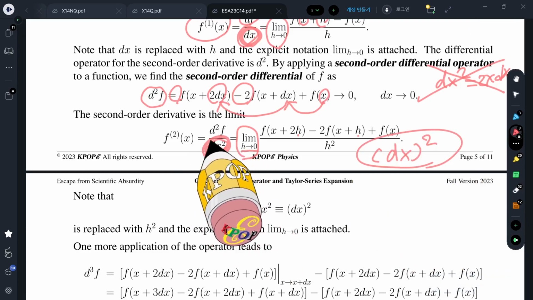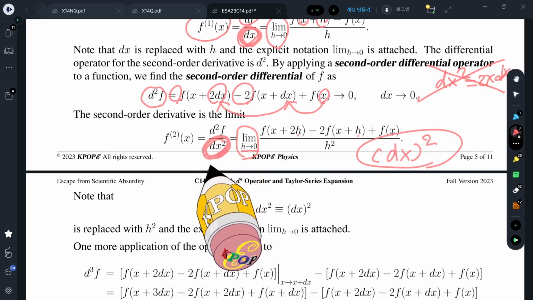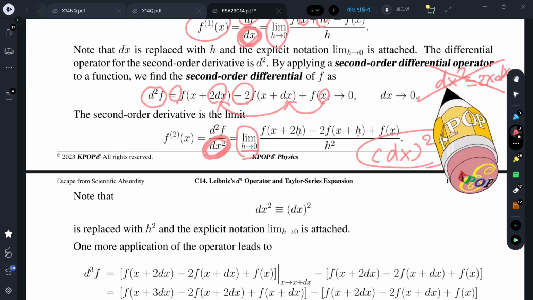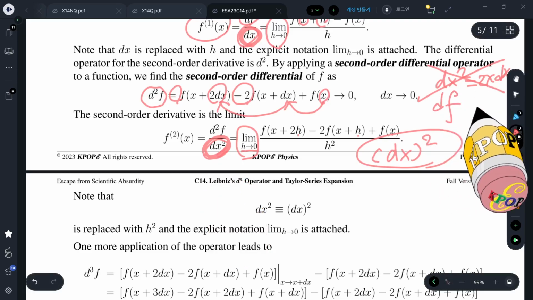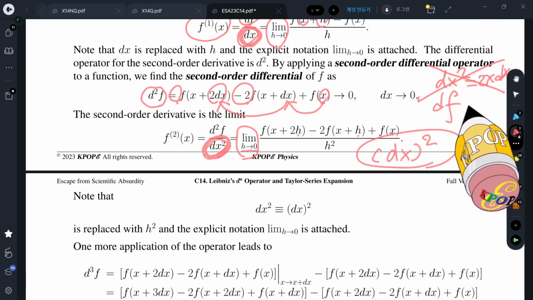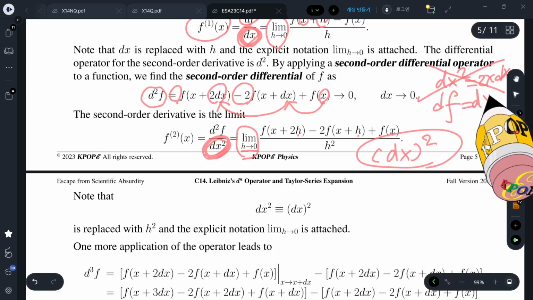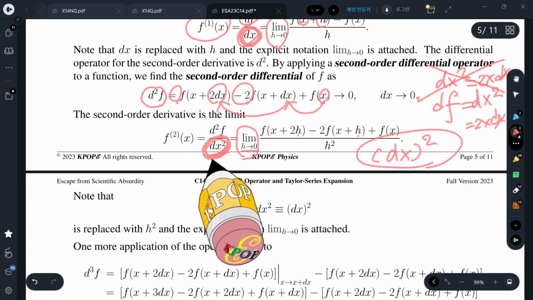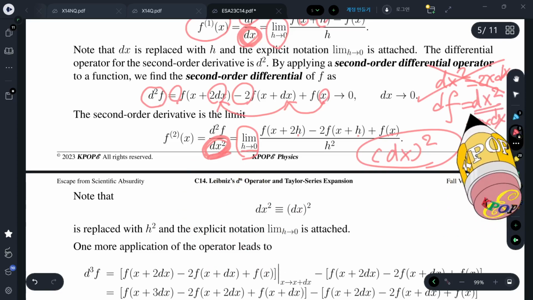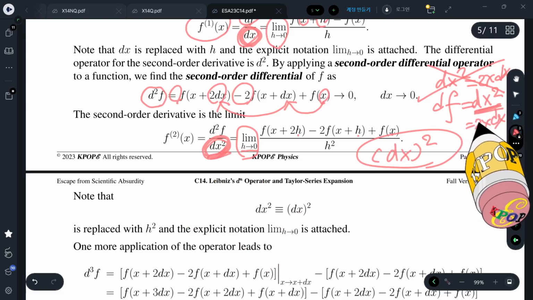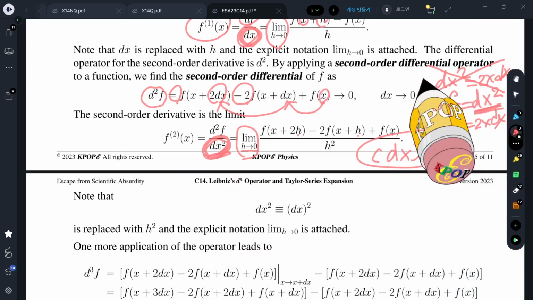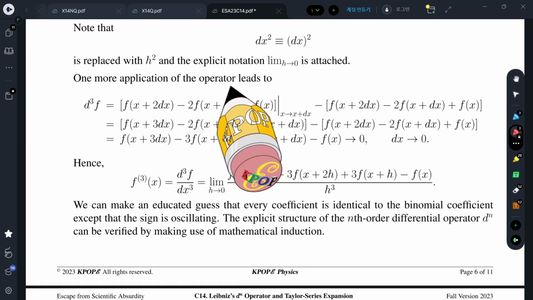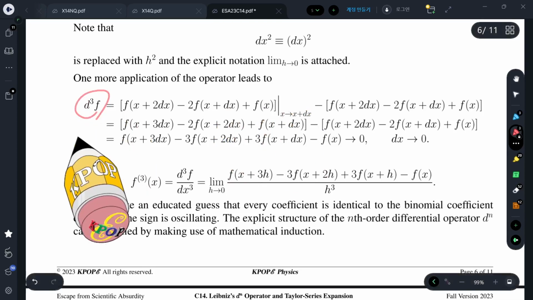Don't be confused with this dx squared in the denominator that appears in the derivative. And when we find a function's total derivative, when I substitute this as x squared, then it is 2x dx. So this one is different, even though we write in an ambiguous way, you can distinguish them from each other. One more application of the operator. Okay, dq.